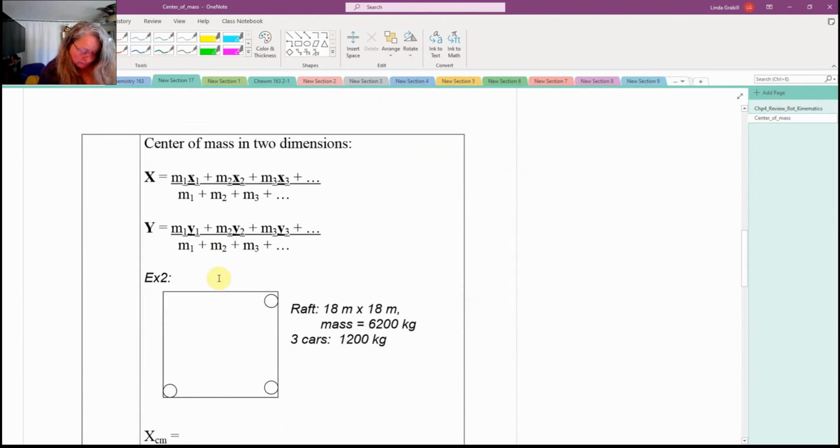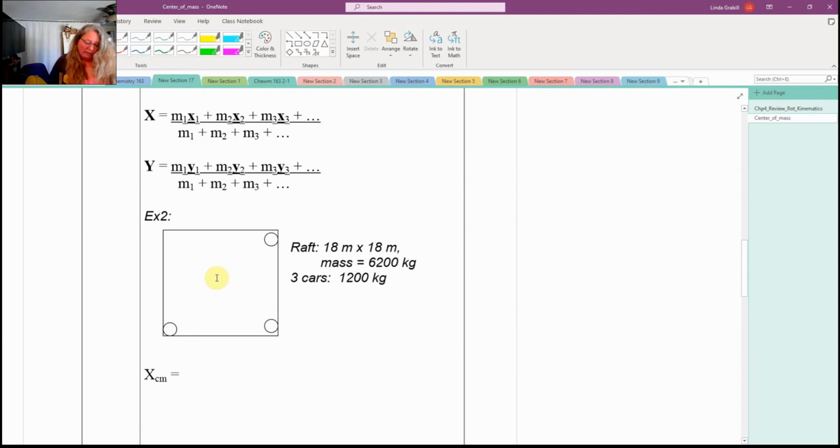Let's ramp it up, because you have to know that we aren't going to do things that are always in terms of just x. We're going to have a lot of two-dimensional things. So what are we going to do here? I have a center of mass for my x position and a center of mass for my y position. So what I want you to do is pause this, and before you do anything, let's make a note that all sides are 18 meters.